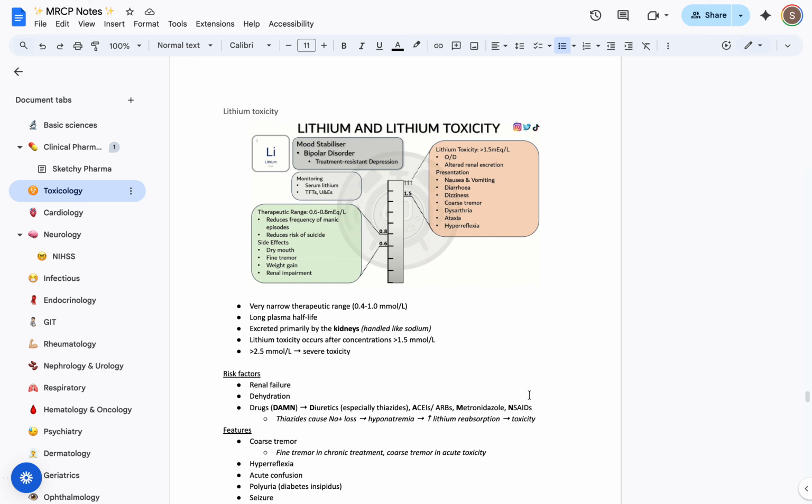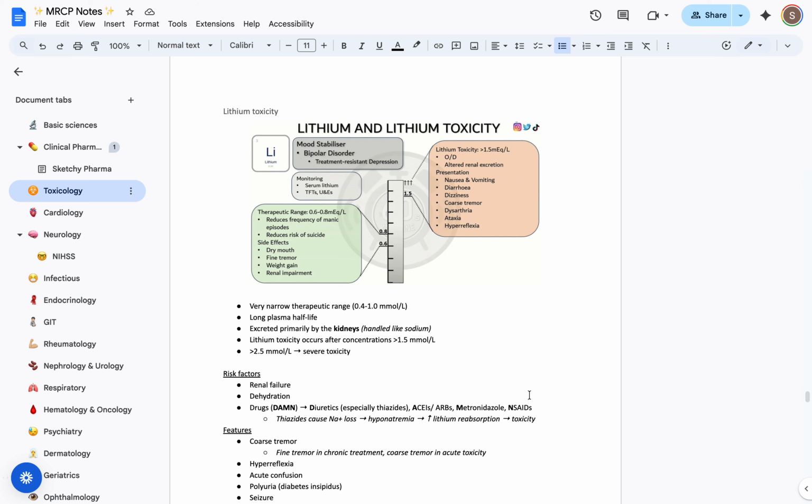And then also ACE inhibitors and ARBs, and then metronidazole and nonsteroidals. These drugs are risk factors for lithium toxicity. So diuretics, especially thiazide diuretics, and then ACE inhibitors and ARBs, and then metronidazole, and then non-steroidals.